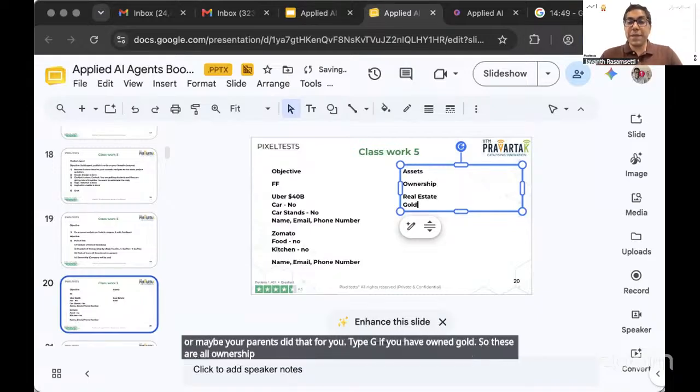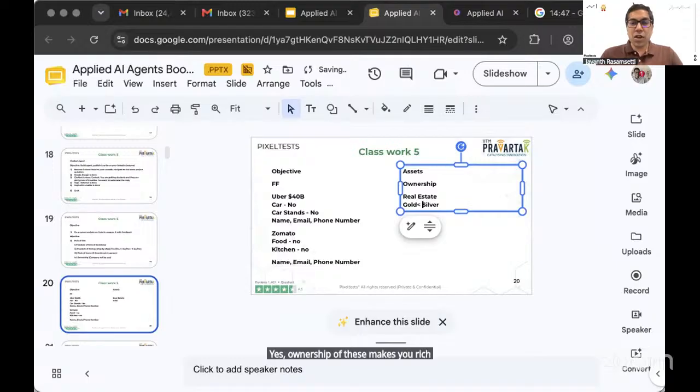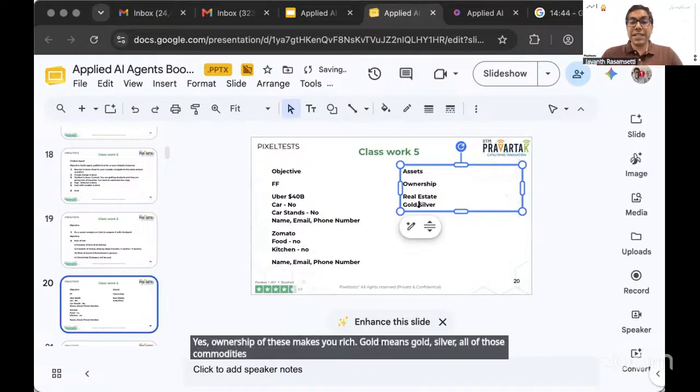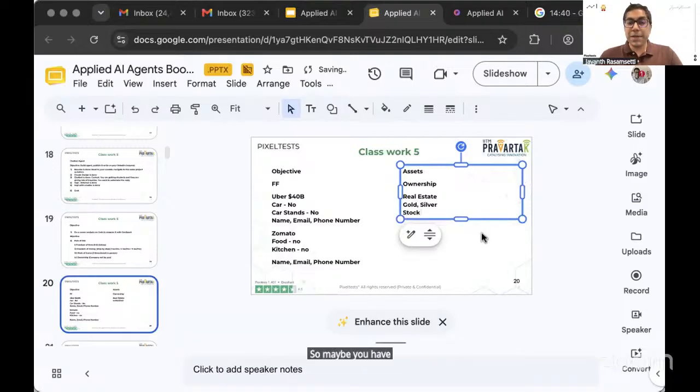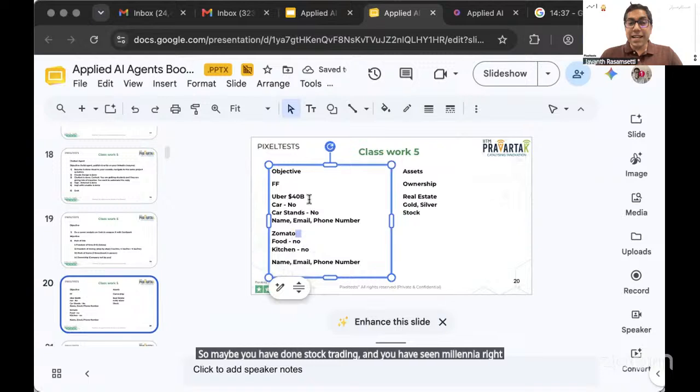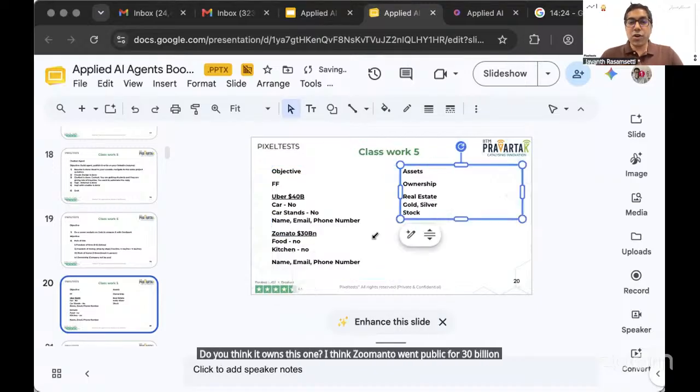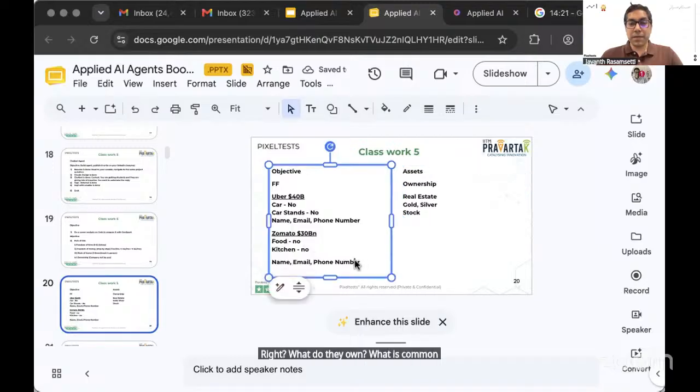Yes, ownership of these makes you rich. Gold means gold, silver, all of those commodities. And many of you have seen stock market billionaires as well. So maybe you have done stock trading and you have seen millionaires, right? But the real rich people, what do they actually own? Across the world. Do you think Zomato has gold? Do you think it owns this one? I think Zomato went public for 30 billion. Right? What do they own? What is common here? Yes, somebody's saying the right thing.